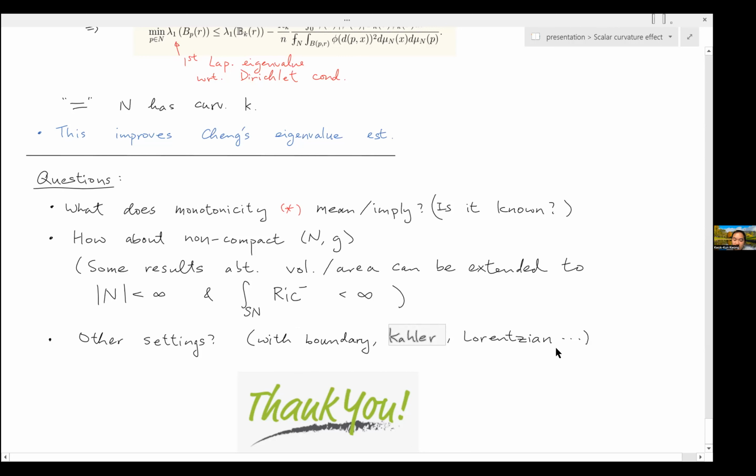And the Kähler setting and also the Lorentzian setting may be quite interesting because some time ago I did a Ricci curvature comparison involved on a Kähler manifold. And for Lorentzian settings, those comparison theorems are actually related to the singularity theorem of Hawking and also Penrose. So there may be some physical interest for results of this kind. But I think this is the hardest setting, because in the Lorentzian setting, the unit sphere is not compact.